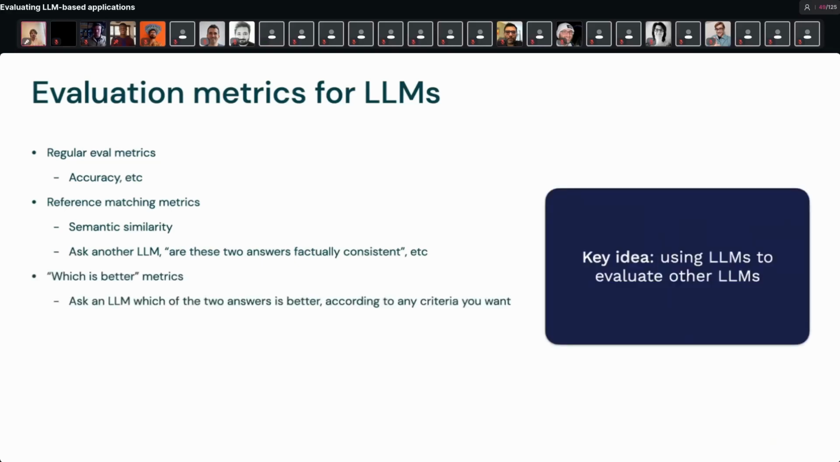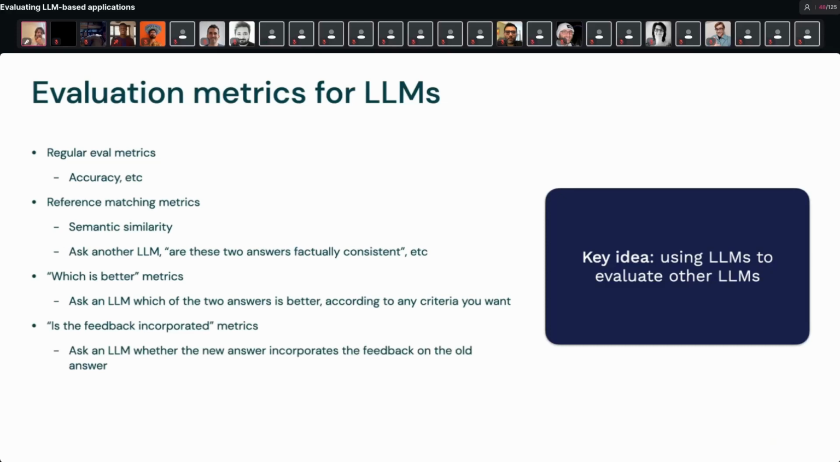If you have two different answers, so you have one model that says this is the answer and another model that says this is the answer, you can, again, ask another language model which of these two answers is better according to some criteria. So you can write a prompt that says, okay, your job is to assess the factual accuracy of these two answers to the question. Here's the question, here's answer A, and here's answer B. Which one is more factually accurate?